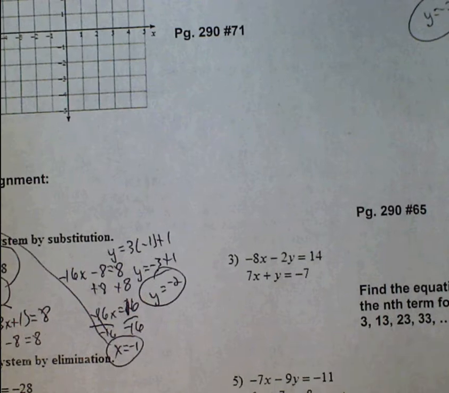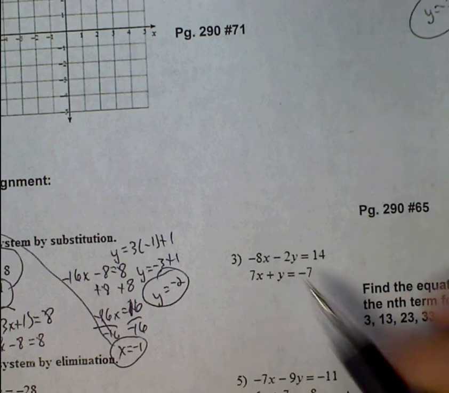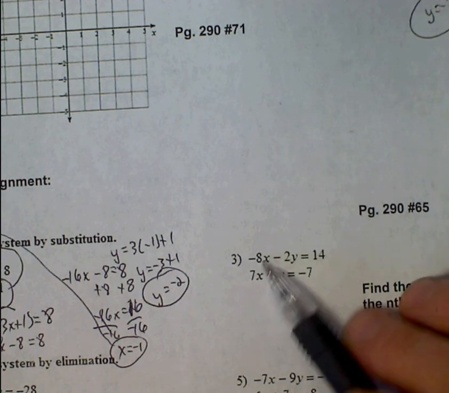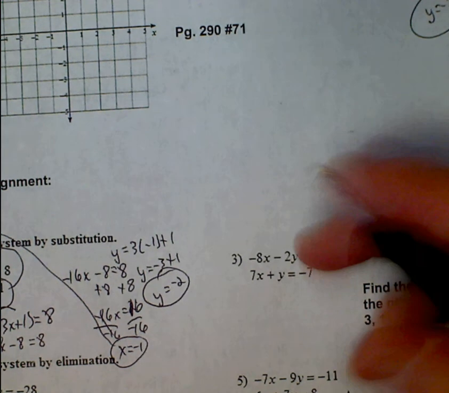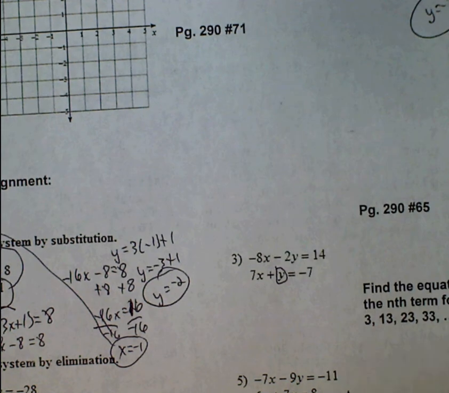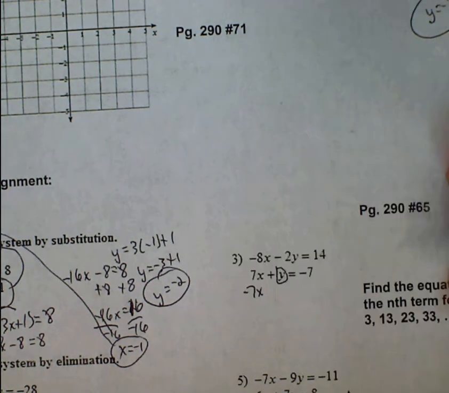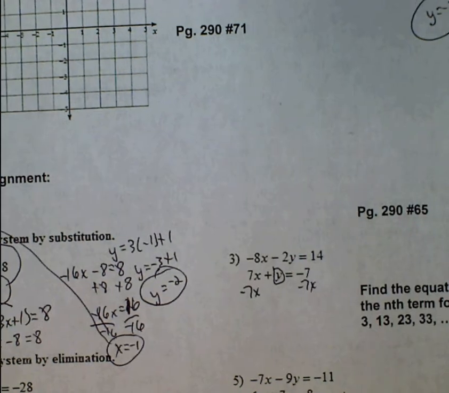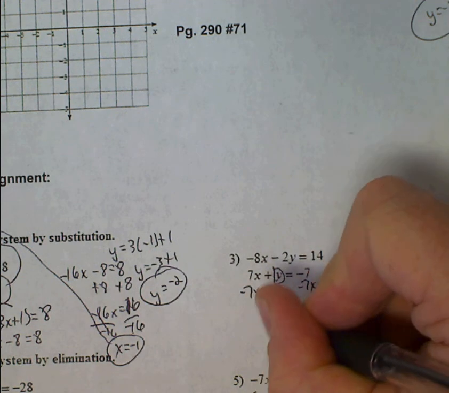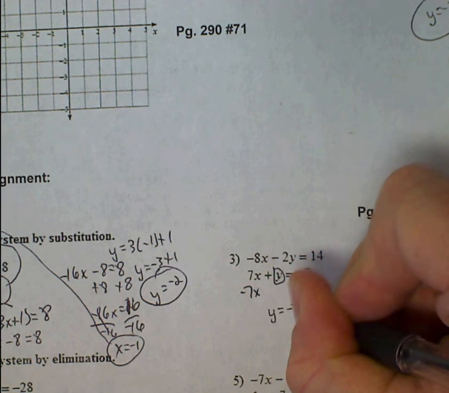Here we go. I need to use substitution. That means I need to get one of my variables by itself. This y is the easiest to get by itself, so I'm going to go ahead and get rid of my 7x. So y equals negative 7x minus 7.